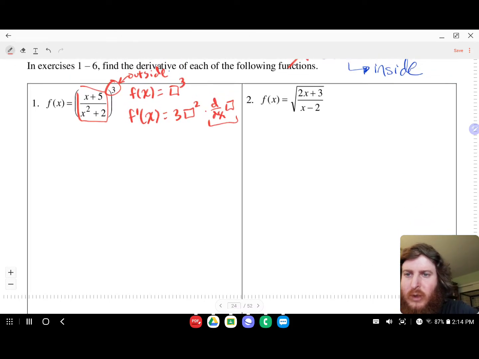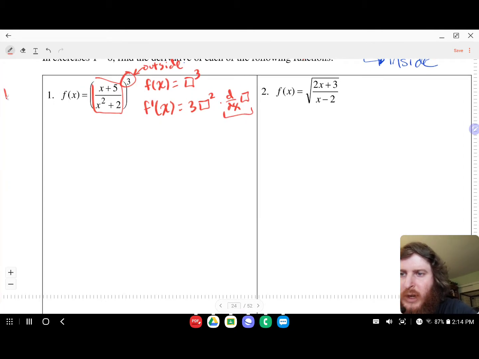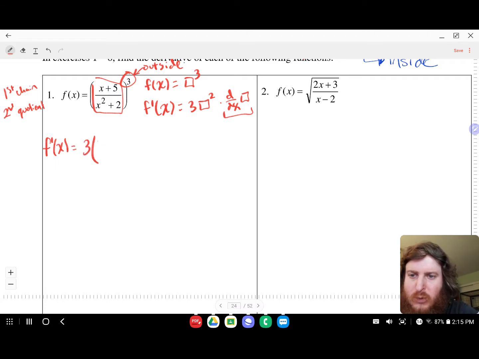So here, that box is a quotient. So what's going to kind of happen is we're going to do chain rule. But then when we do the chain rule, that box is going to have us then do the quotient rule. So that's why these get a little more complicated. So with number one, as we jump into that, right, 3 box squared. Our box, we're just going to rewrite x plus 5 over x squared plus 2. And then all of that's going to be squared. Now times the derivative of the box.